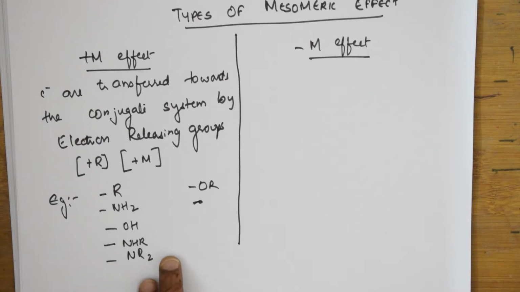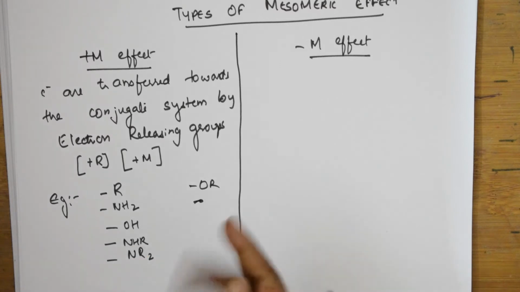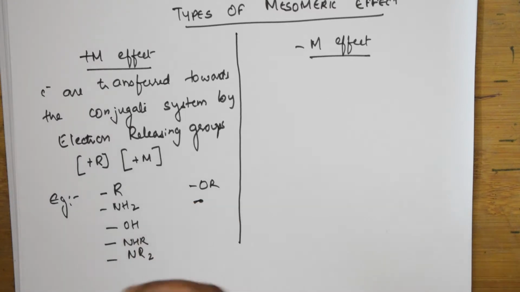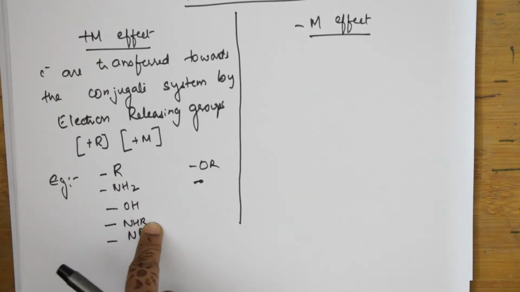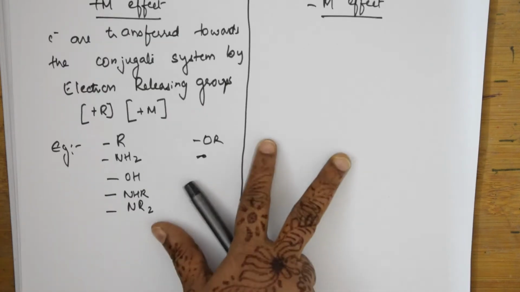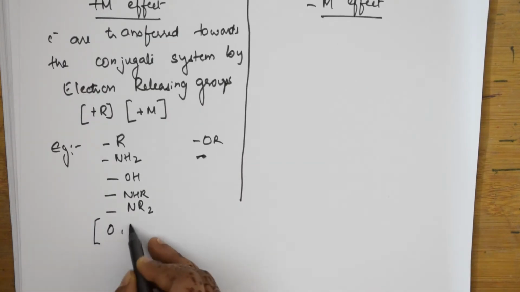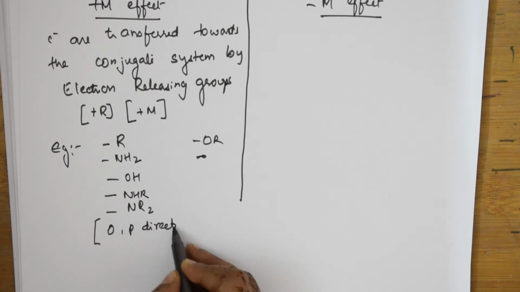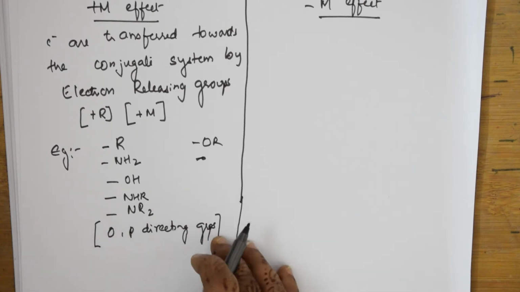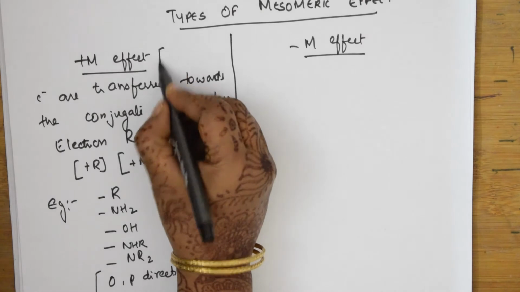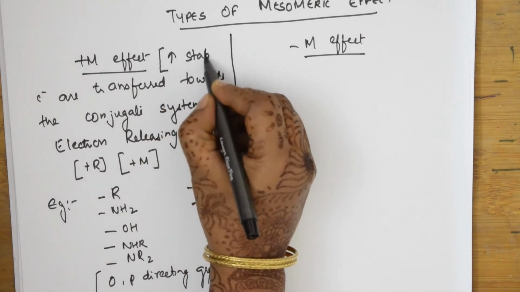I'll be showing you with an example, then you'll understand. And you know, whenever these groups are present, the central atom, whatever is there, has a lone pair of electrons to donate. That is what it donates. That's the reason it keeps donating. And whenever there is a plus M effect, or electron releasing groups, where will they direct? They are always ortho and para directing groups. All these are ortho and para directing groups. Remember this. So when they are ortho and para directing groups, what will happen? It will increase the stability of the molecule. Increases the stability of the molecule.